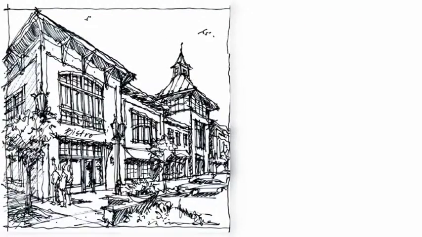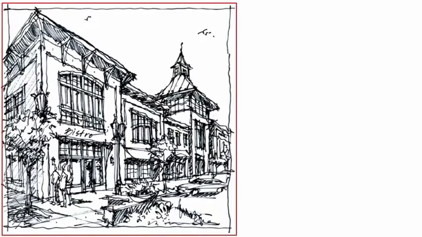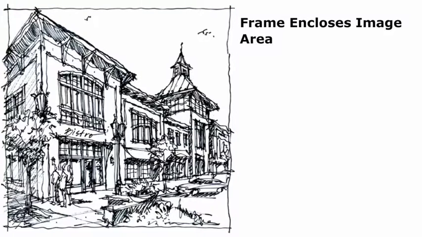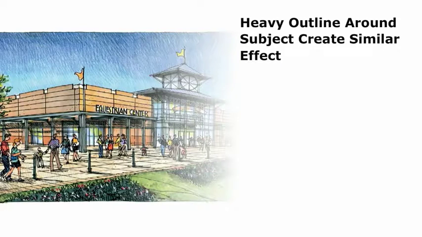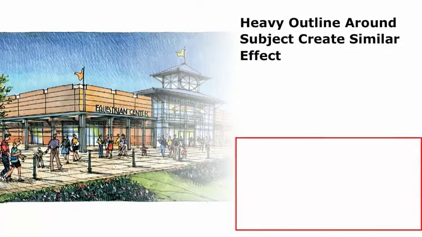A line drawn around the edges of an image contains the subject, as can be seen in this drawing, which has a very loose frame containing the image. The frame encloses the image area and establishes a clear limit to the amount of information being presented. A heavy outline around the subject itself can create a similar effect, as can be seen in this drawing. This eye-level perspective was delineated with a rectangular frame. Drawing detail extends to every edge. Coloring covers all areas of the drawing field equally.